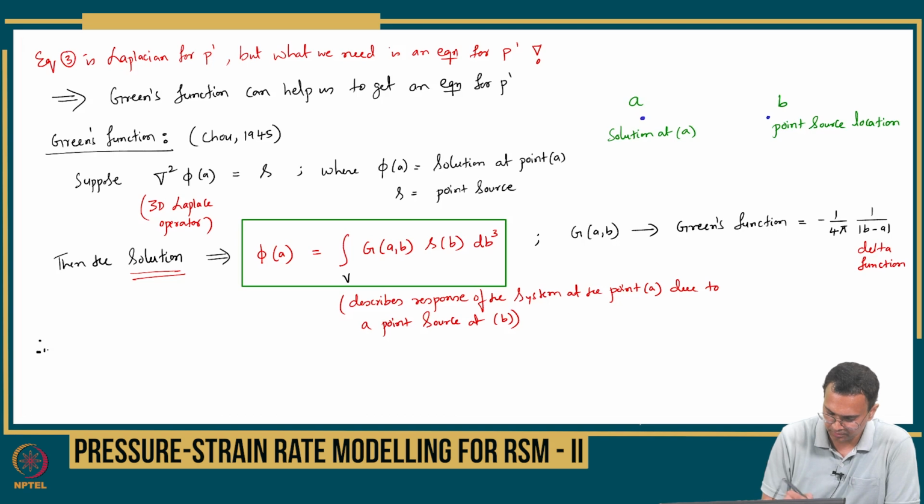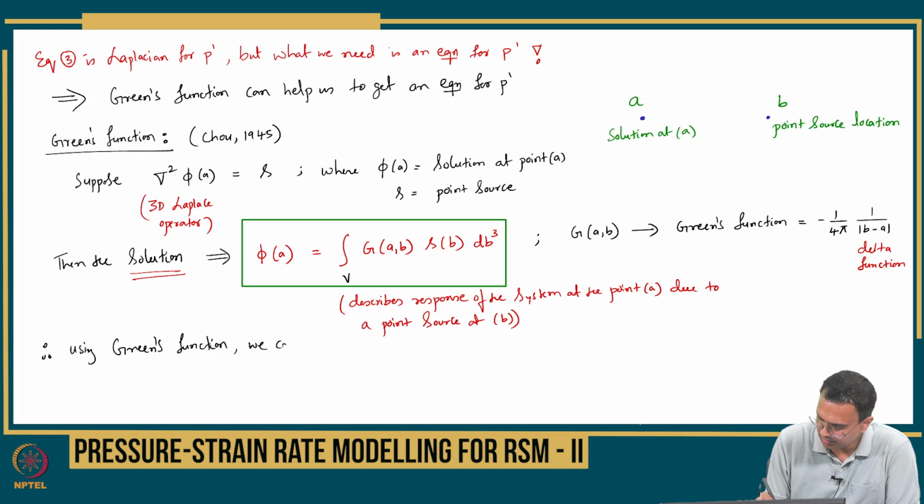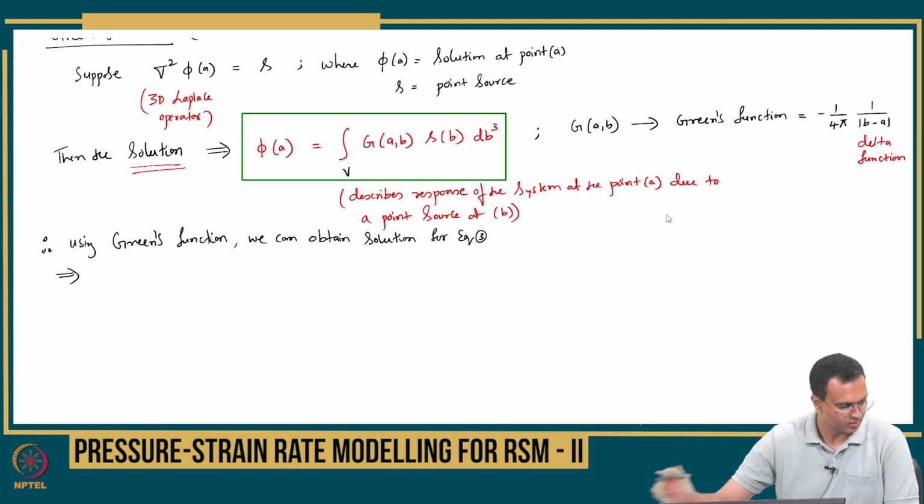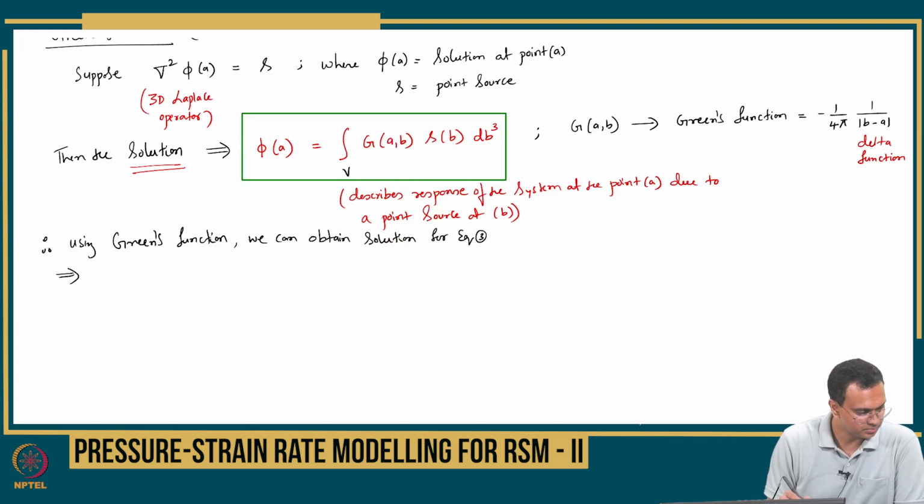Therefore, using Green's function we can obtain the solution for equation 3, which is, so phi of A is this.